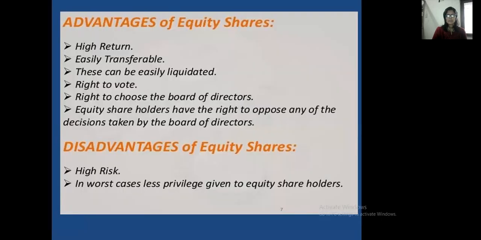So what are the advantages of equity shares? In this, we have high return and easy transferability. These shares can be easily transferred, these shares can be easily liquidated, and there is the right to vote and the right to choose the board of directors. Equity shareholders have the right to oppose any decision taken by the board of directors because they are the holders of the company. Disadvantages of equity shares are high risk in most cases and less privilege given to the equity shareholders.